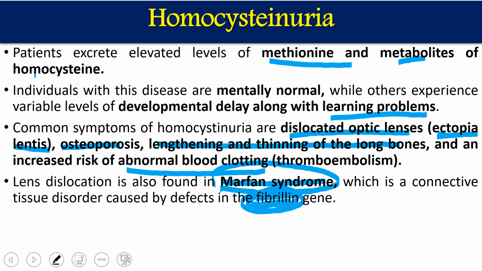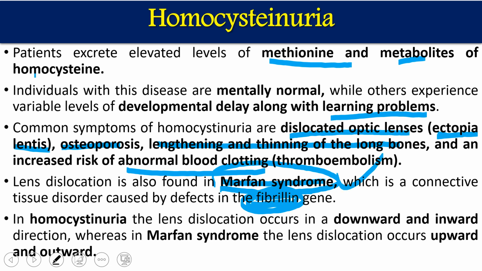Now, the dislocation of optic lens in case of homocystinuria is slightly different from the dislocation of optic lens in case of Marfan syndrome. If you see the dislocation of optic lens in case of homocystinuria, the lens dislocation occurs downside and inside, inward. Means from up, the lens will not be there, or it will be moving inside.